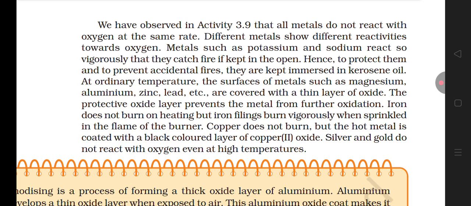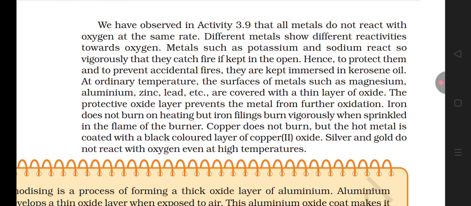During anodizing, the clean aluminum article is made the anode and is electrolyzed with sulfuric acid. The oxygen gas evolved at the anode reacts with aluminum to make a thicker protective oxide layer. Protective oxide layer means an oxide layer that can protect against further corrosion. This oxide layer can be dyed easily to give aluminum articles an attractive finish.